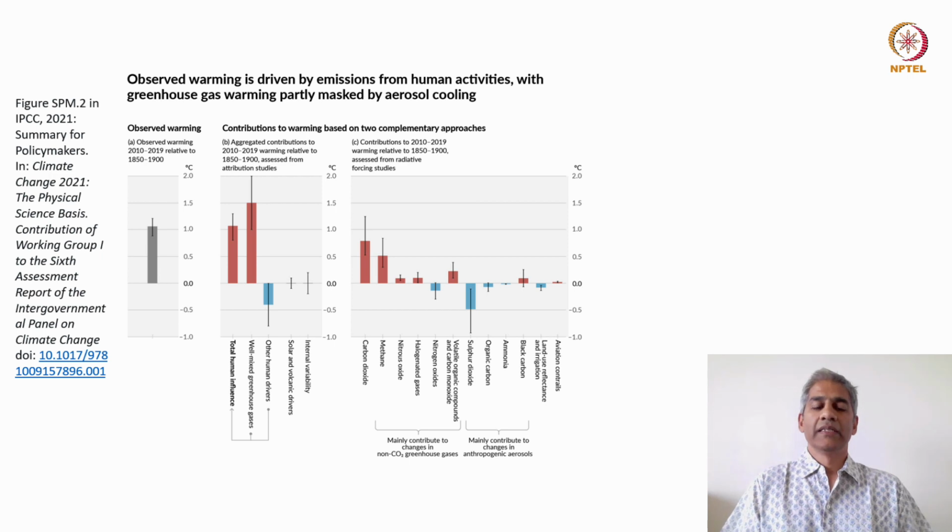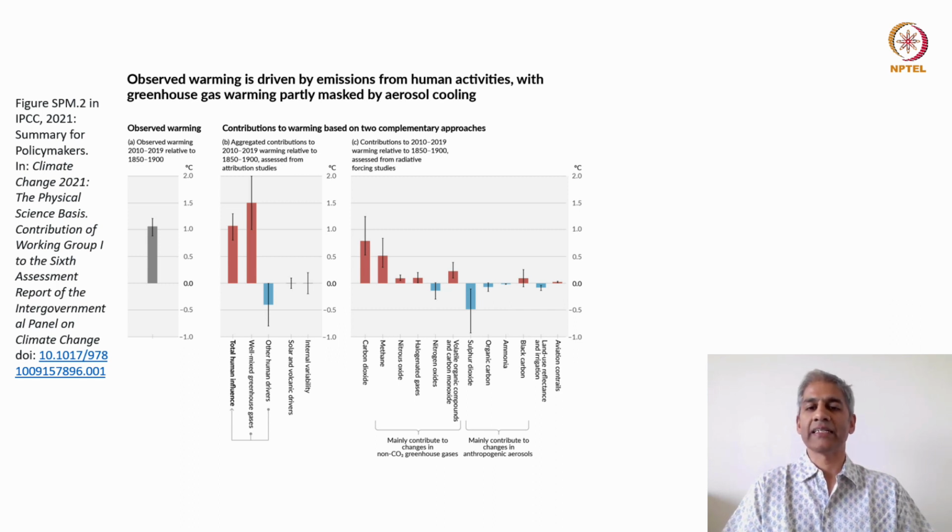This shows us the same data, except now it is plotted for temperature instead of radiative forcing, so it's in degrees centigrade. So the graph on the left shows us that overall there has been a warming trend of approximately 1 degree centigrade. And then the graph on the right in B and C shows us the various contributors to this warming.